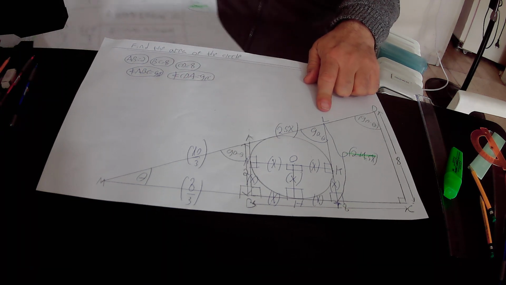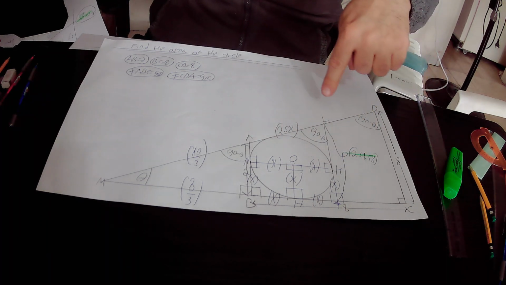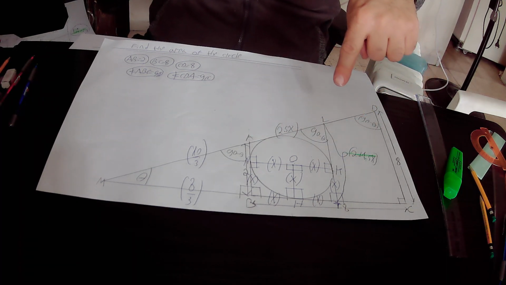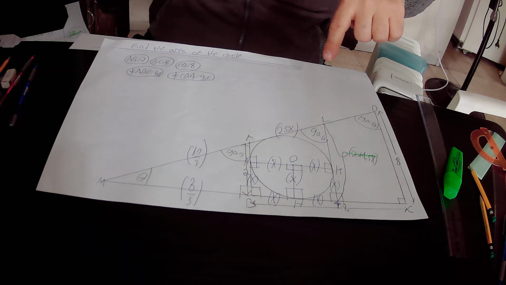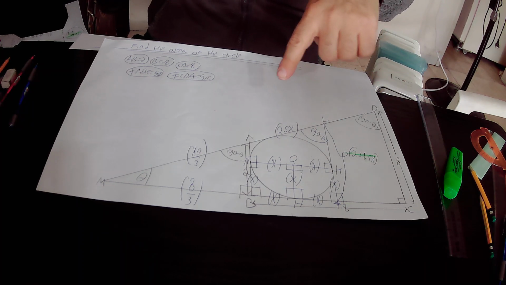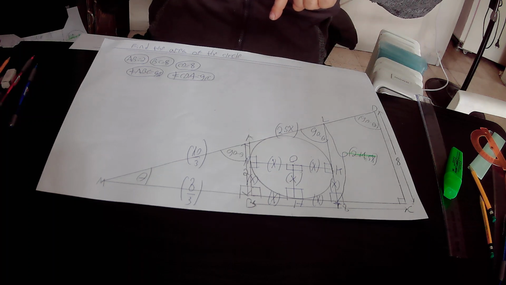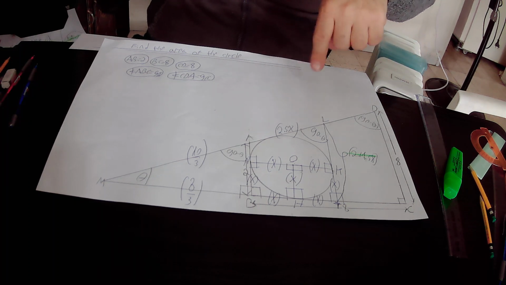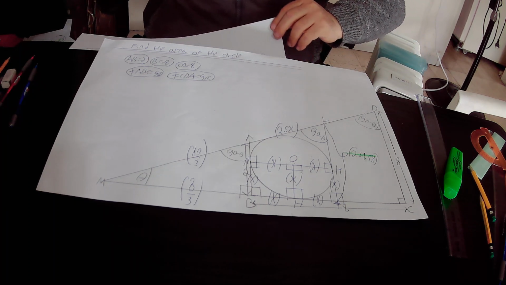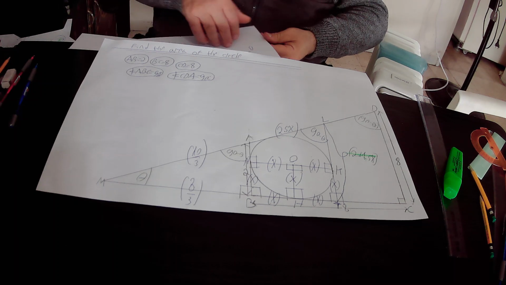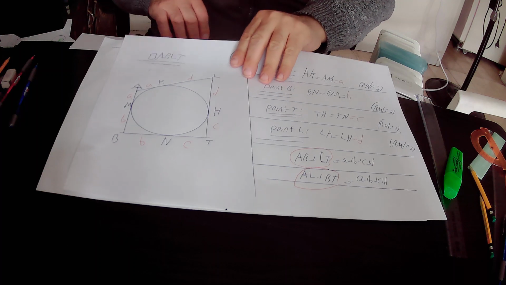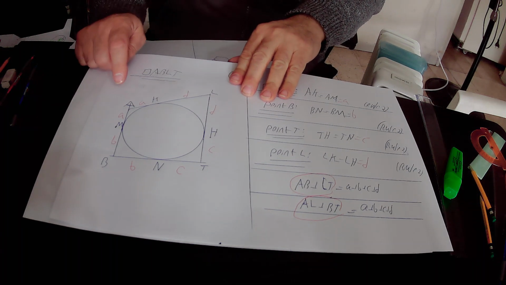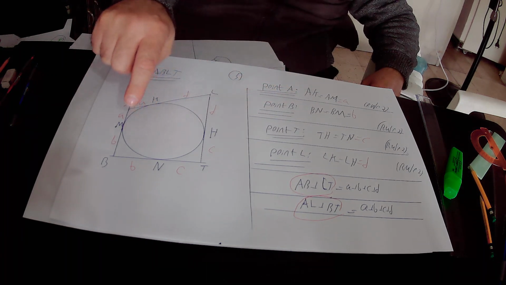Then I copied this small quadrilateral ALBT with the circle that is described inside it onto a new page, and we implemented rule 2 in this quadrilateral ALBT. This is actually the small quadrilateral ALBT that I copied from the original drawing with the circle that is described inside it.